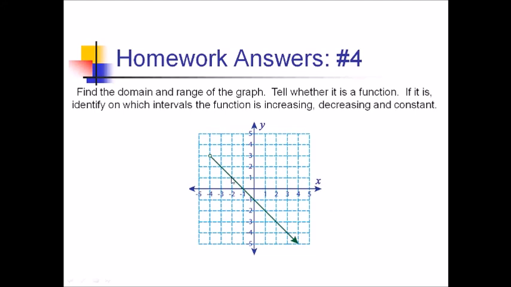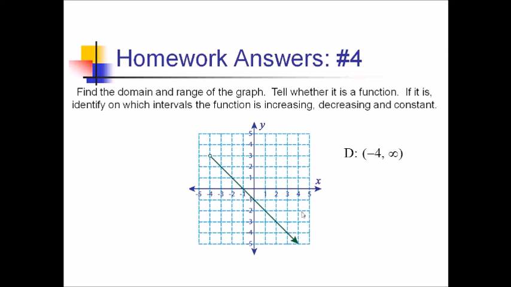For the domain on number 4, we have an open dot at -4 on the left. And as we move to the right, we're going forever. So that would be infinity. Since we have an open dot on the left, that's a parentheses on the -4, comma, infinity.